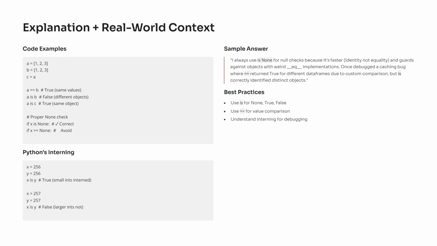Once, I debugged a caching issue where two different data frames were returning equal values but were stored in separate memory locations. Using identity checks helped me track down the duplicate references and fix the bug. That kind of answer shows not only that you know the theory, but that you can apply it in real-world debugging and data engineering. So remember, double equals checks what's inside, is checks where it lives. That's the level of clarity interviewers love to hear.